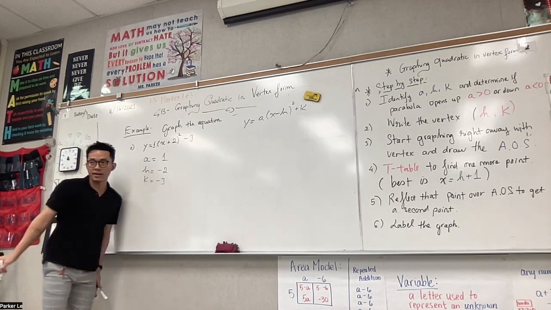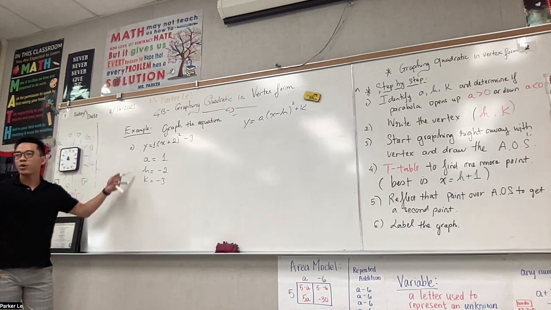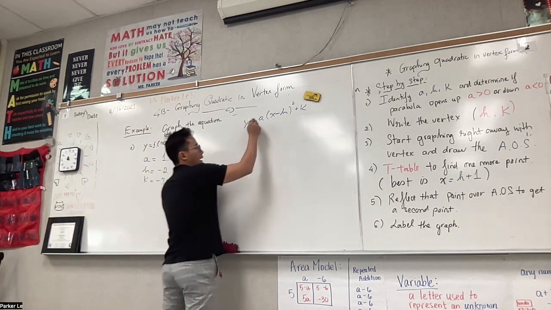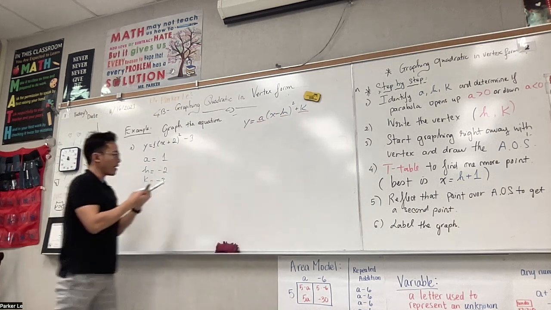3. Very good. 1.5. Are we good on identifying A, H, and K? Yes? It's obviously already in there. A, H, and K. That's where they are.